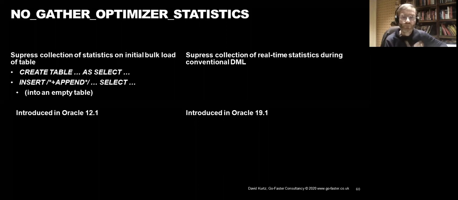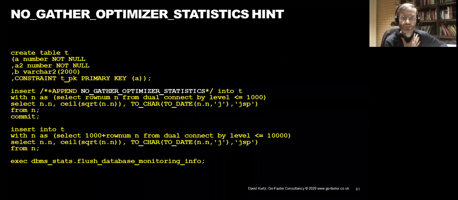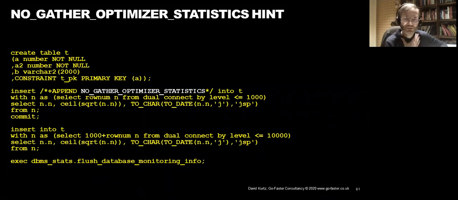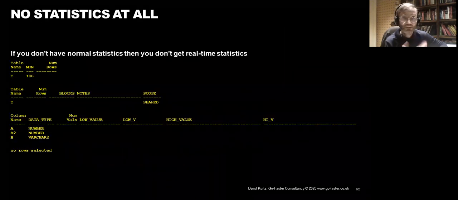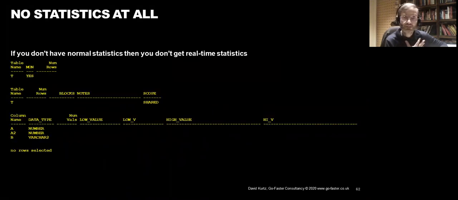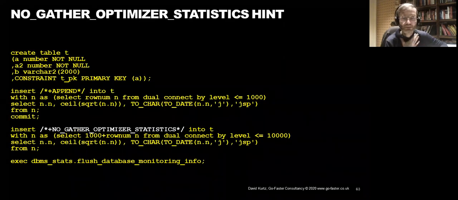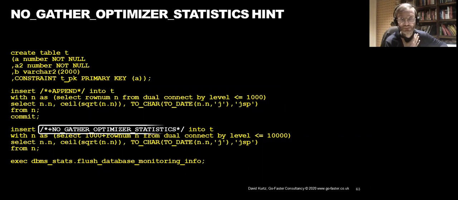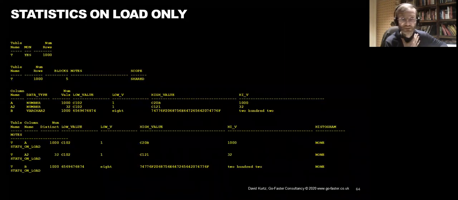So the no gather optimizer stats hint will suppress the direct path stats. Here I'm going to suppress stats on direct path. So I didn't get stats at all, so I didn't get real-time stats. And here I'm going to suppress just the real-time stats on the second insert. And I just have stats on load.